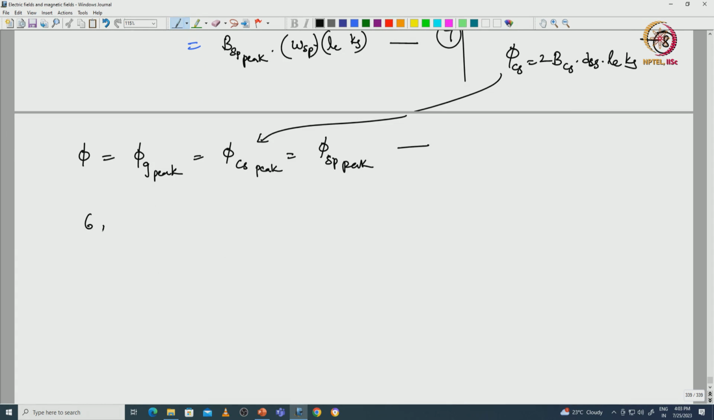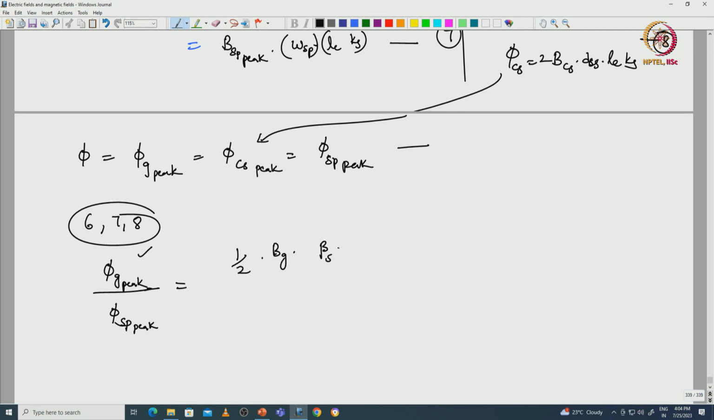From equation number 6, 7 and 8 we can find the ratios, like phi g peak, the flux at the air gap peak value, to the flux at the stator pole peak value, which is half Bg into beta S dis. I am just substituting equations 6 and 7 here, Le into Ks, divided by the flux at the stator pole, which is Bsp into Wsp, the width of the stator pole, into the length of the stator core.